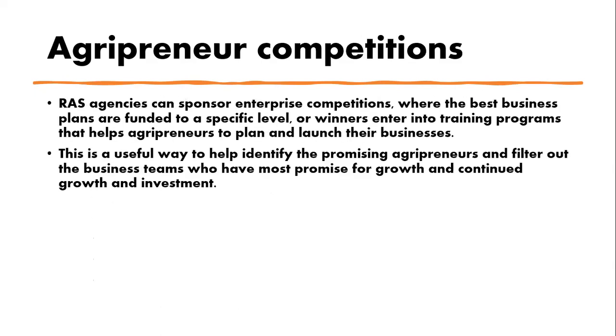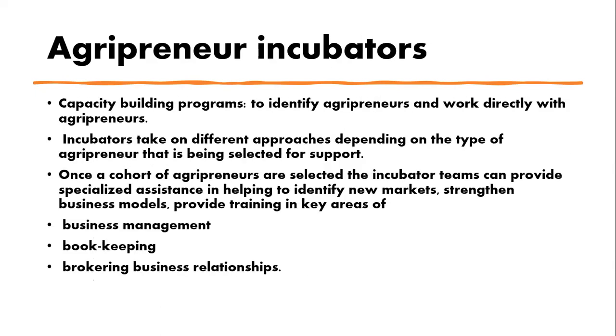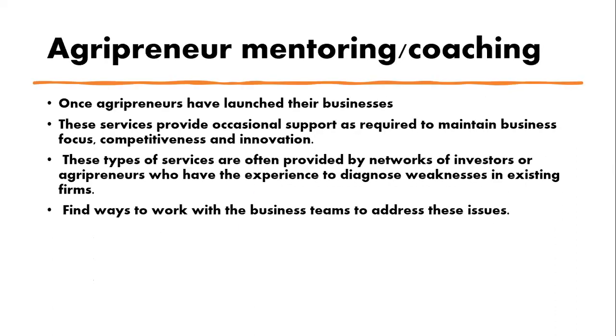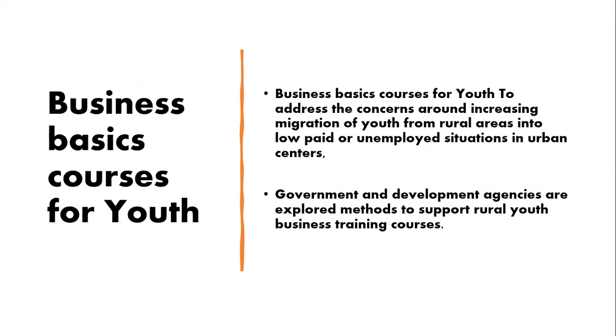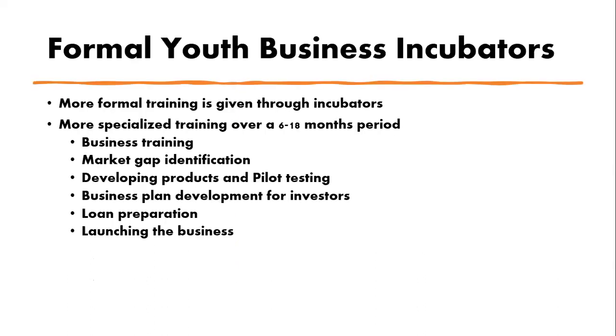And these are the different activities we can do to develop agripreneurship. One is the agripreneur workshop, right? One is agripreneur competitiveness. Another is agripreneur incubators and the agripreneur accelerator, agripreneur coaching, and informal youth incubators. Informally, we are attracting farmer youth into agriculture, with different business courses for youth to encourage them. And the formal youth business incubator was the last slide. Formally, business training, market gap identification, product development and pilot testing, business plan development for investors, loan preparation, launching a business. We formally train them to become entrepreneurs.